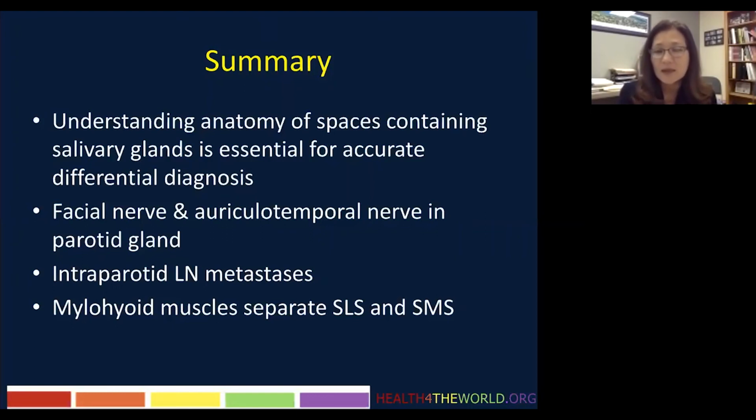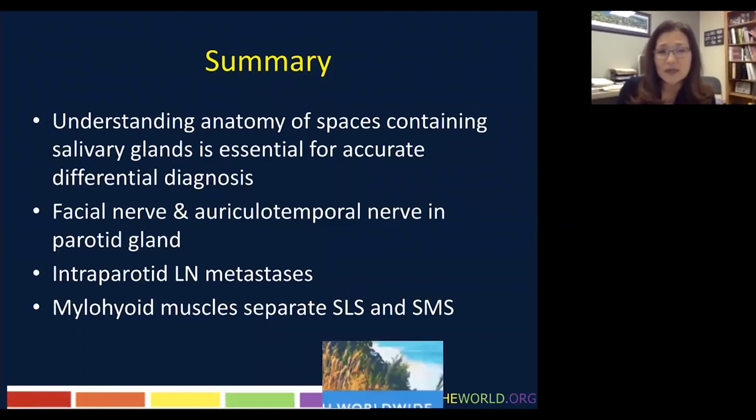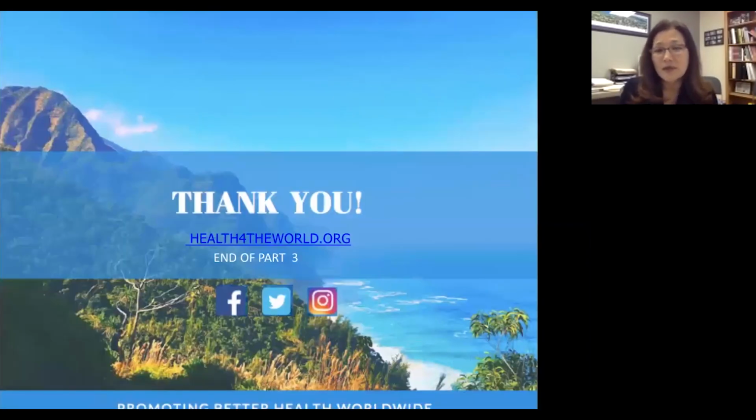Keep in mind that the parotid gland contains lymph nodes because of its early development in gestational age. So lymph node metastasis from the face and scalp goes to intraparotid lymph nodes, as compared to the submandibular gland, where lymph nodes are outside of the gland. The anatomical landmark for the sublingual space and submandibular space is the mylohyoid muscle. So again, coronal images may be very important to look for where the lesion is located. And that's the end of the third part.